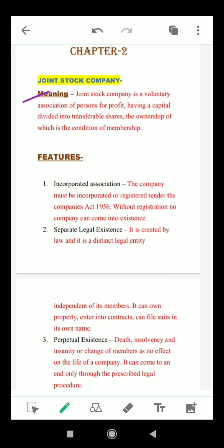That means a joint stock company is a company of many persons who contribute money or money's worth to a common stock, and it employs it in some trade or business, and they share the profit or loss.